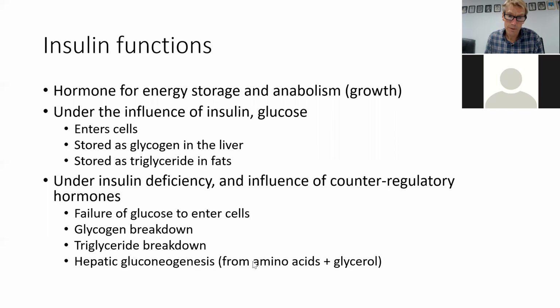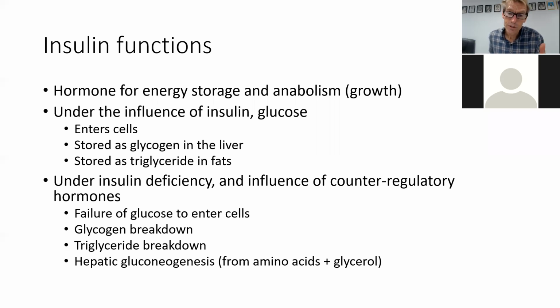So now, to understand diabetes, we have to understand a bit about insulin and what it does, because as you know, type 1 diabetes is where the pancreas is no longer producing insulin. Insulin is the hormone we need for anabolism or growth. Insulin helps glucose enter cells, and for glucose to be stored as glycogen in the liver and stored as triglycerides in fat.